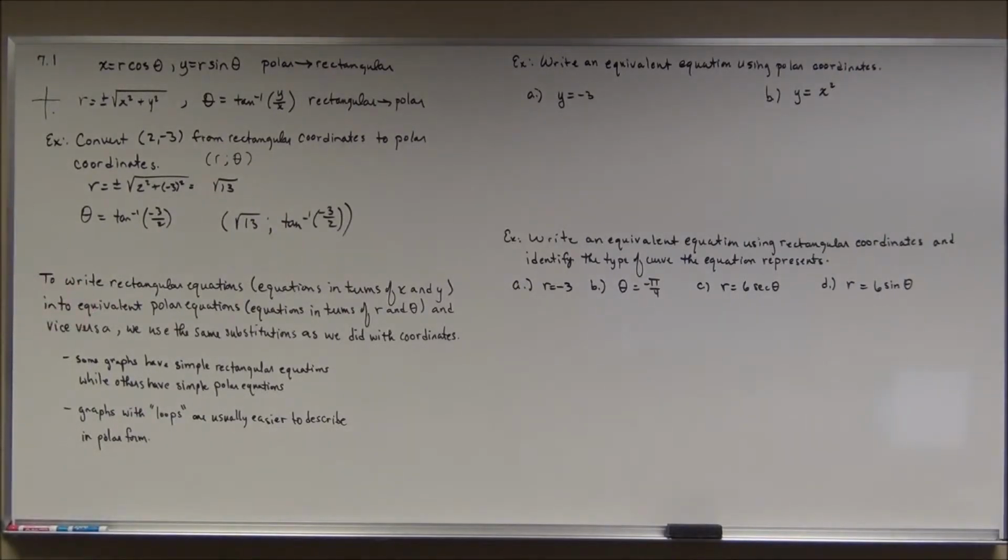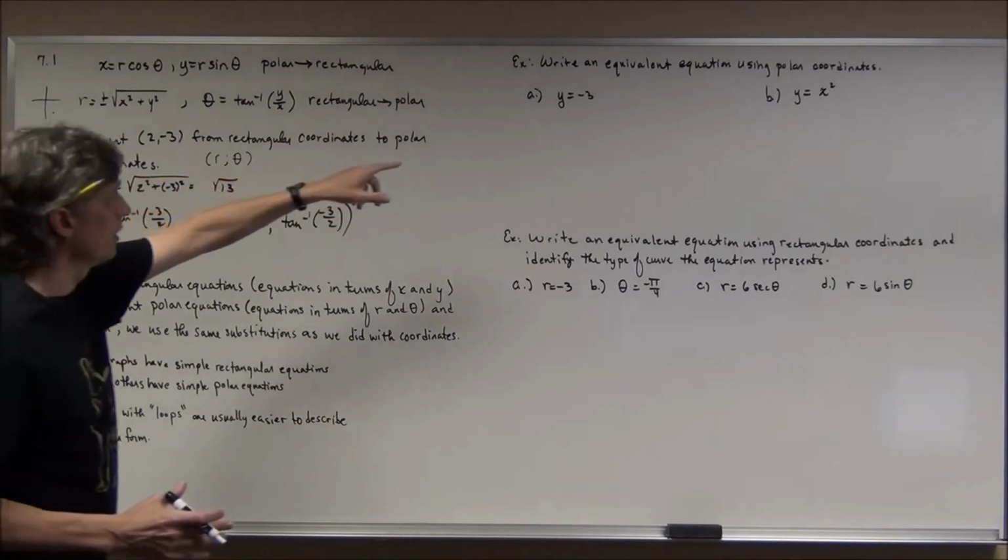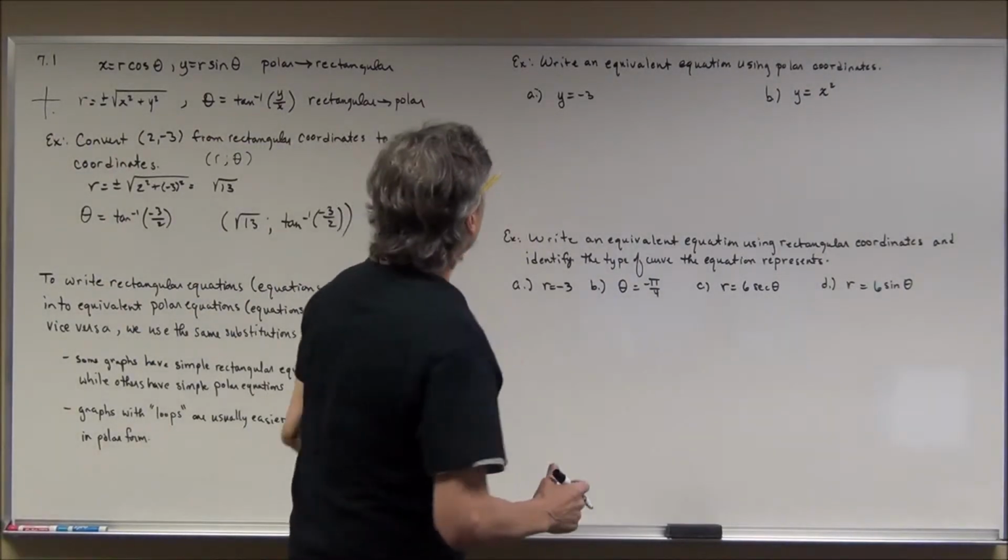So we're going to just practice converting back and forth here just to make sure that we know how to do it. We're going to use the same conversion forms as we did with the coordinates. So over here I have y equals -3.